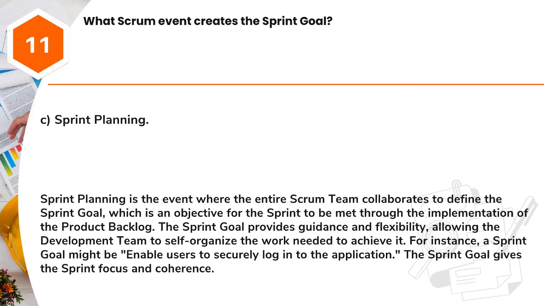Answer, C. Sprint planning. Sprint planning is the event where the entire Scrum team collaborates to define the sprint goal, which is an objective for the sprint to be met through the implementation of the product backlog. The sprint goal provides guidance and flexibility, allowing the development team to self-organize the work needed to achieve it. For instance, a sprint goal might be, enable users to securely log into the application. The sprint goal gives the sprint focus and coherence.